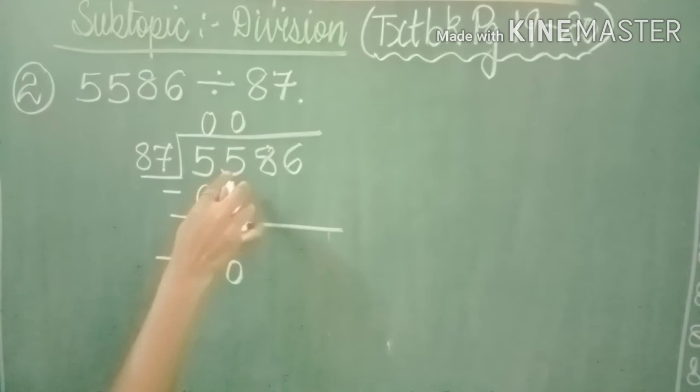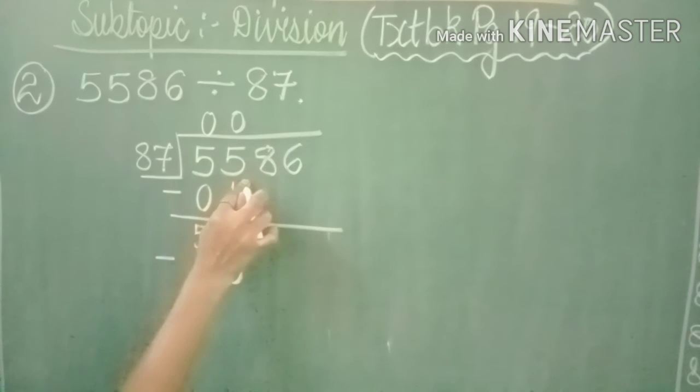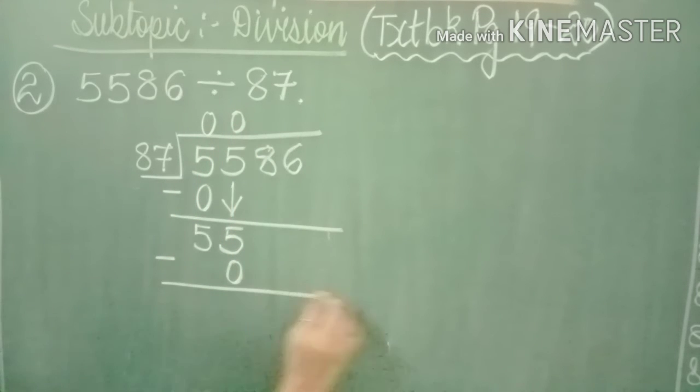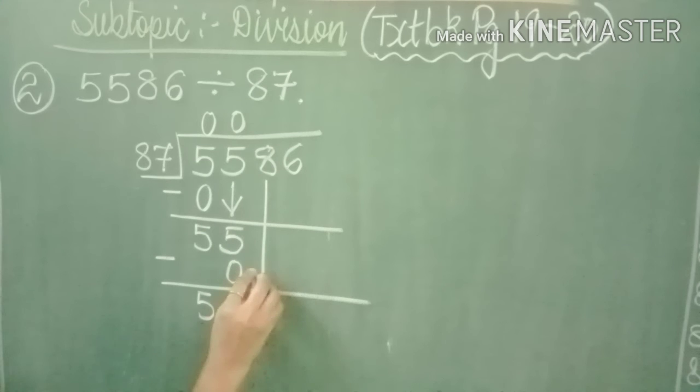As you can see, above 5 it is written as 0, nowhere else. Then we are going to draw a line. 5 minus 0, answer will come as 5, and here also straight away 5. The next number we are going to take it as 8.